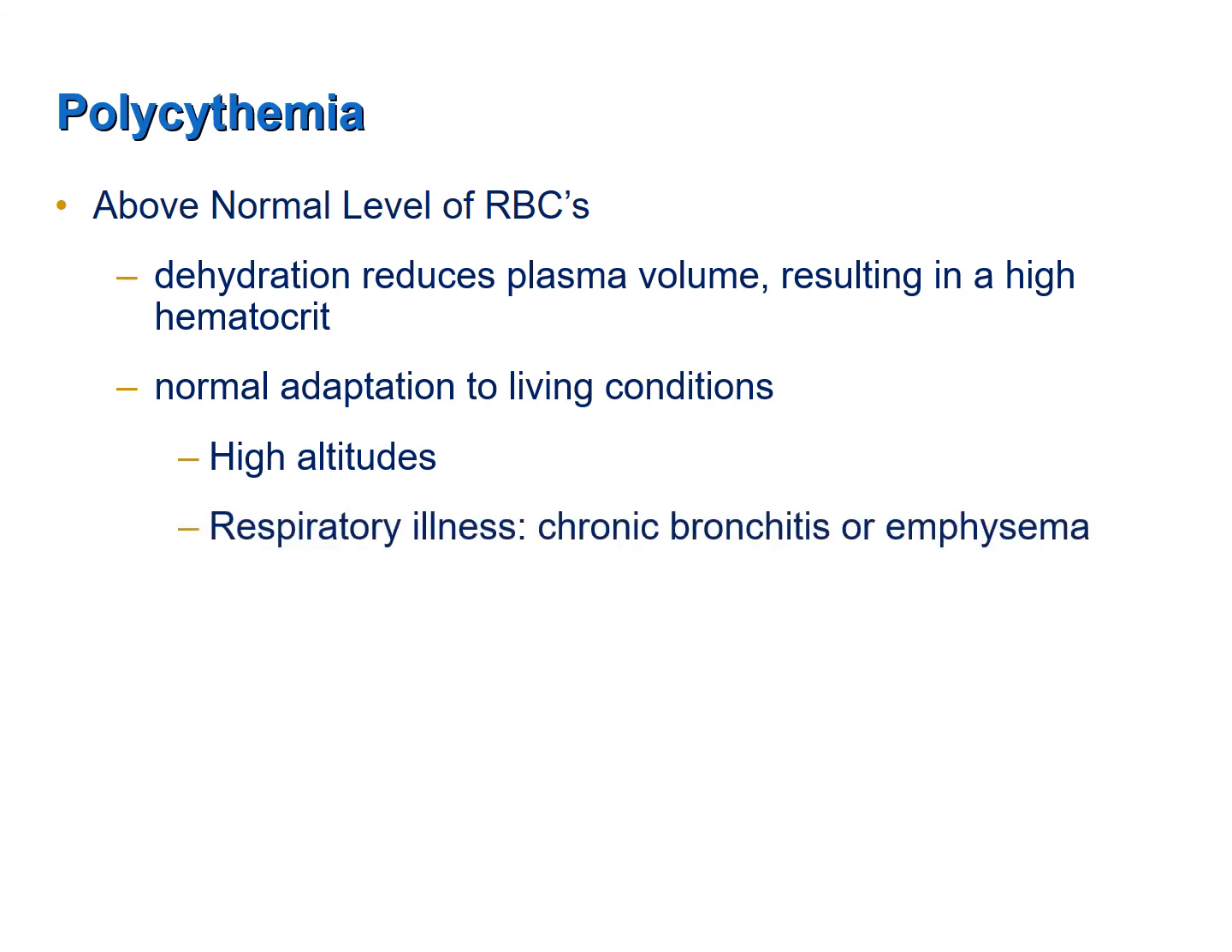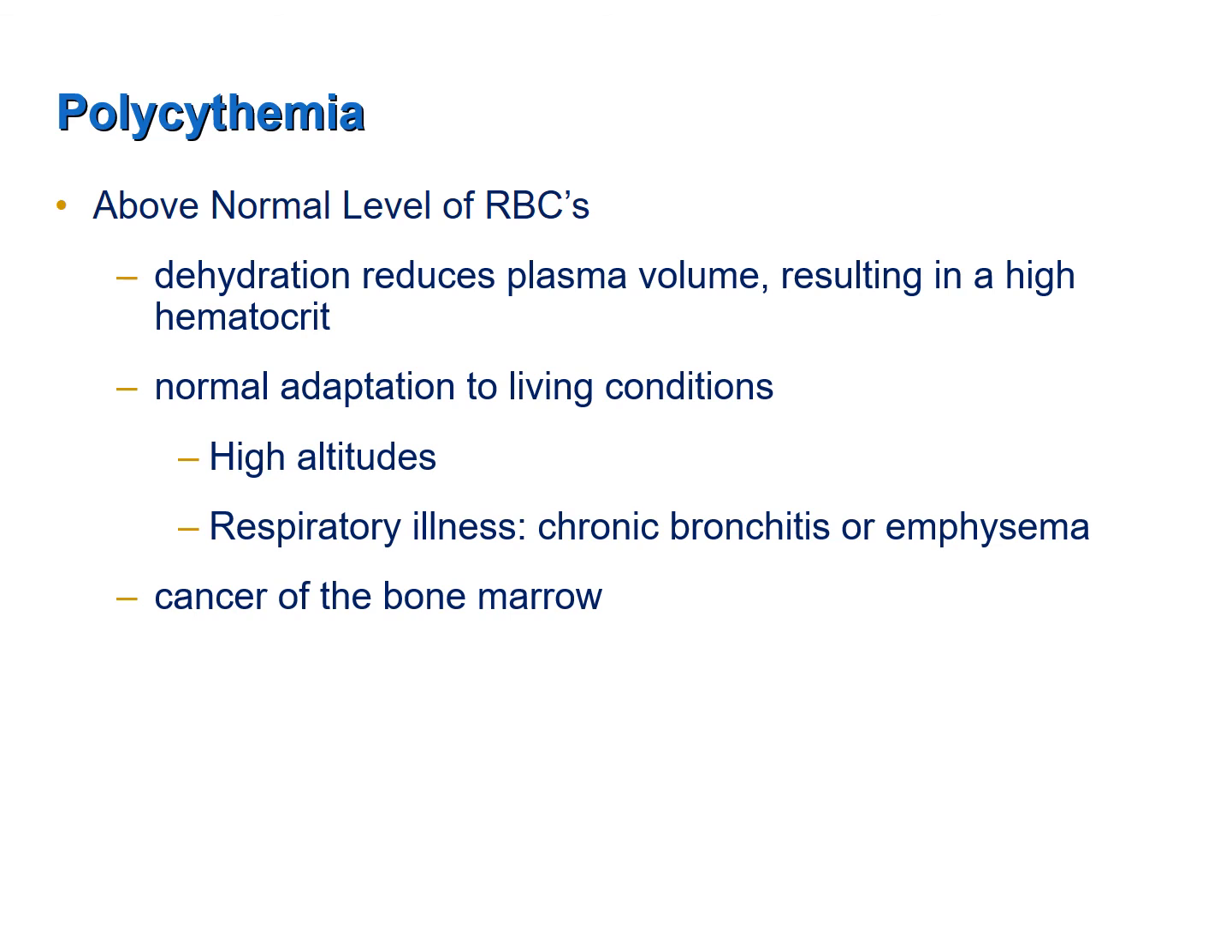If an individual has a respiratory illness like chronic bronchitis, emphysema, any kind of illness that reduces the ability of the lungs to oxygenate the blood, they would have an elevated hematocrit as well, as the body is trying to compensate for the decreased efficiency or ability of the lungs to oxygenate the blood. And of course, if there is cancer of the bone marrow, there can be an overproduction of red blood cells by the bone marrow.